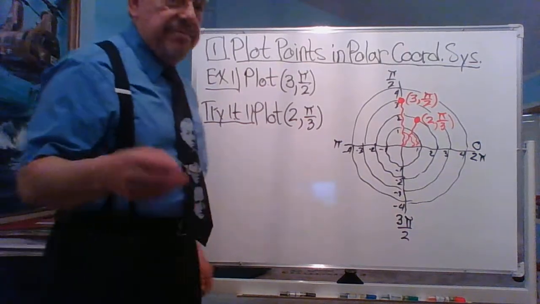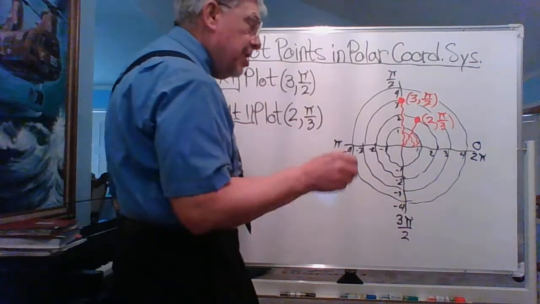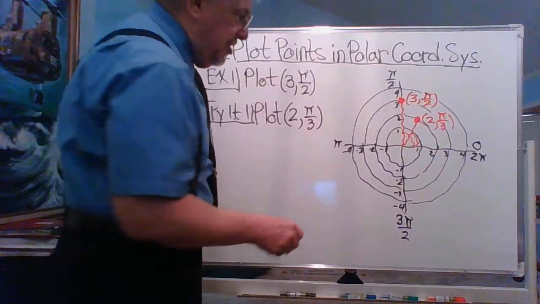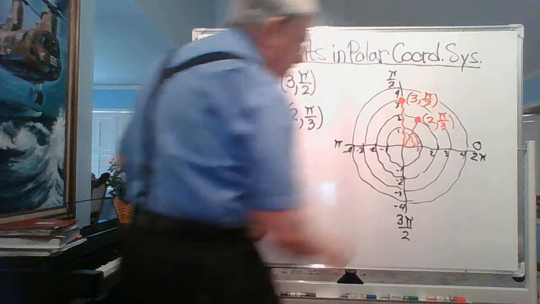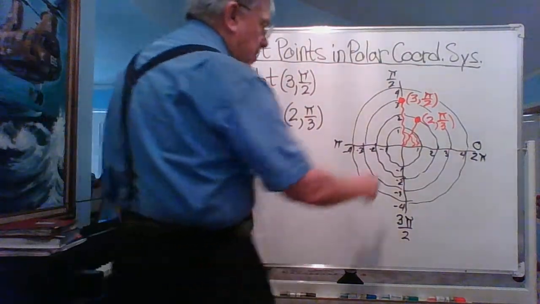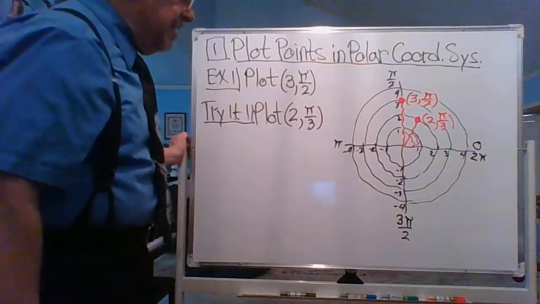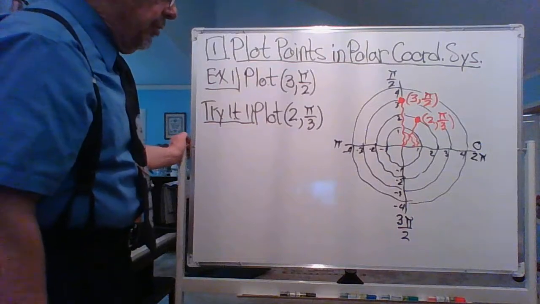Okay, well, pi over 3, 60 degrees. So at 2, it's going to be on the concentric circle 2. So I got 2 units at an angle theta of pi over 3. And I put my dot, and there's my point at 2, pi over 3.